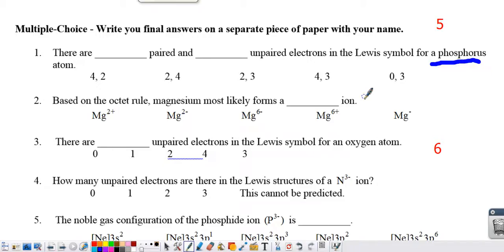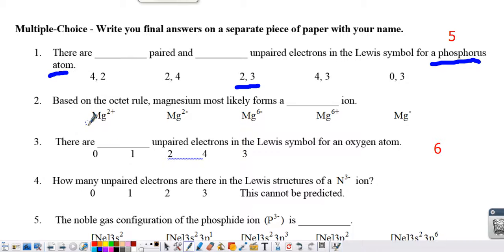But let's talk about phosphorus. So phosphorus has 5 valence electrons around it. Some of them are paired and some are unpaired. The answer would be 2 and 3 for a phosphorus atom, not for bonded phosphorus. For a boring phosphorus atom, it would have 5. 2 of them would be paired up, 3 of them would not be.